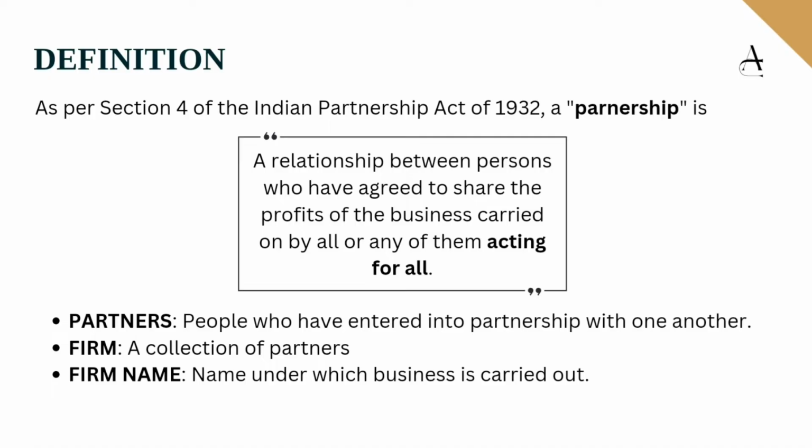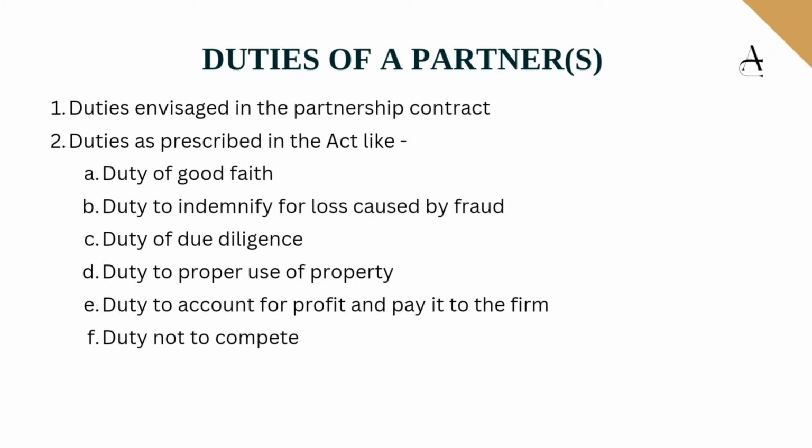So what are partners then? The partners are people who have entered into the partnership with one another. A firm is a collection of these partners, and the firm's name is the name under which the business is carried out by the partners. Partnership is established by the act of creating an agreement. The agreement might be written or through mutual consent, whatever it is. There is an agreement between the partners, and that is how the partnership has come into force.